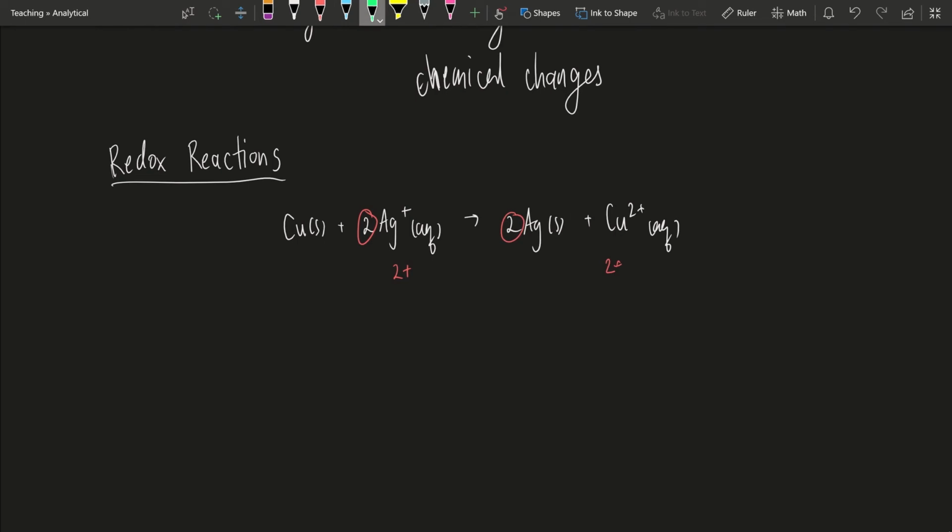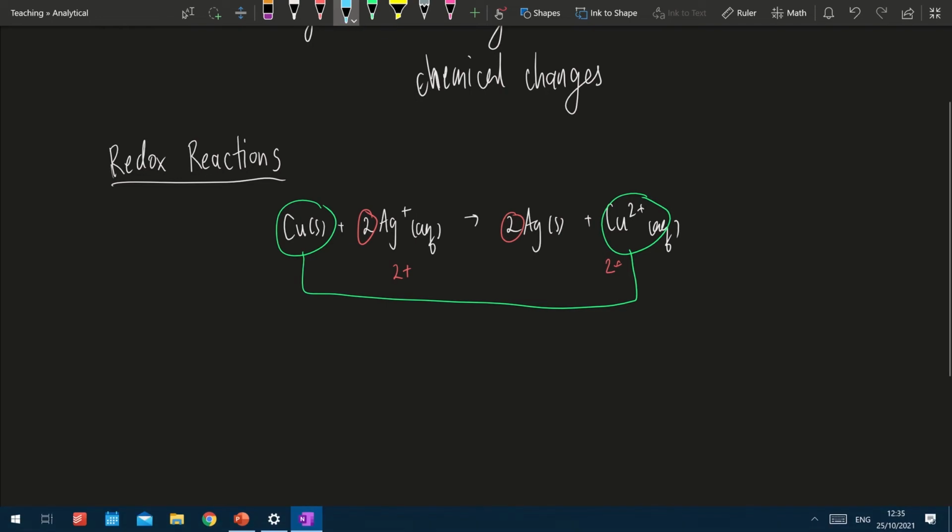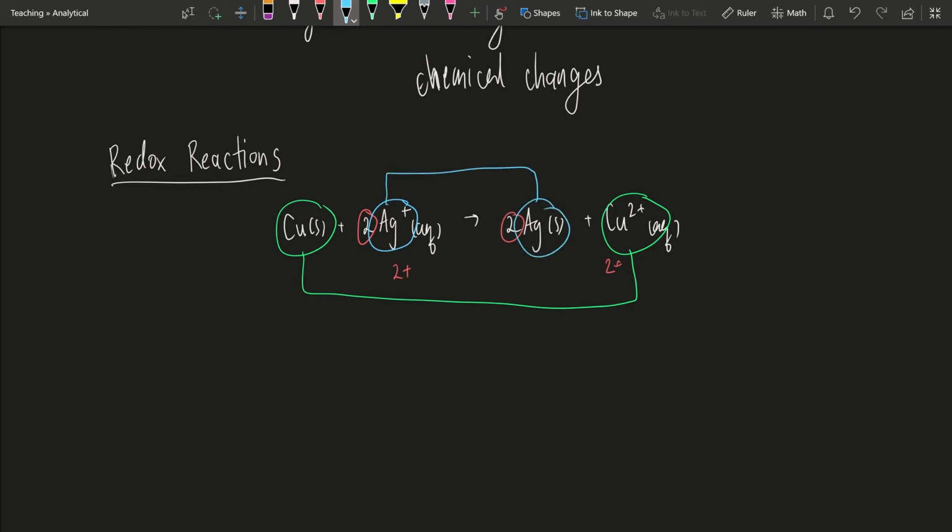So again, here we can see that copper from the reactant, at the end, you get copper 2 plus ion, which means that copper gives the electron to something else, which in this case is the silver ion, and it converts itself to copper 2 ion. In contrast, silver ion receives or gains the electron from copper. So it changes to the silver metal, which has zero charge. So again, in a redox reaction, you must have one species giving the electron and one species receiving the electrons.